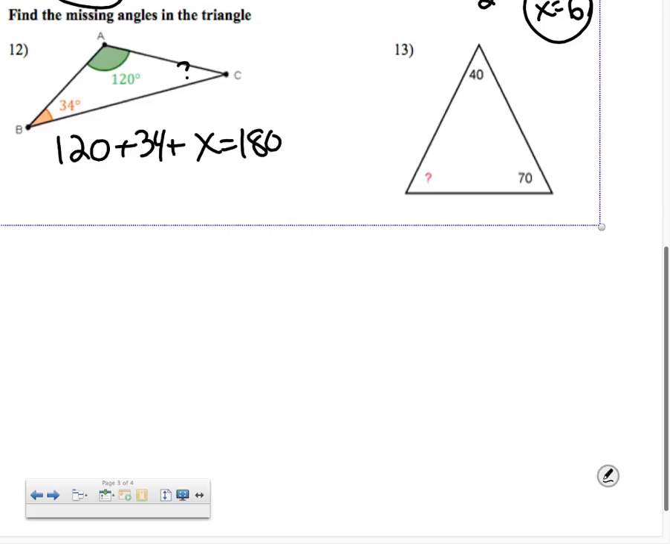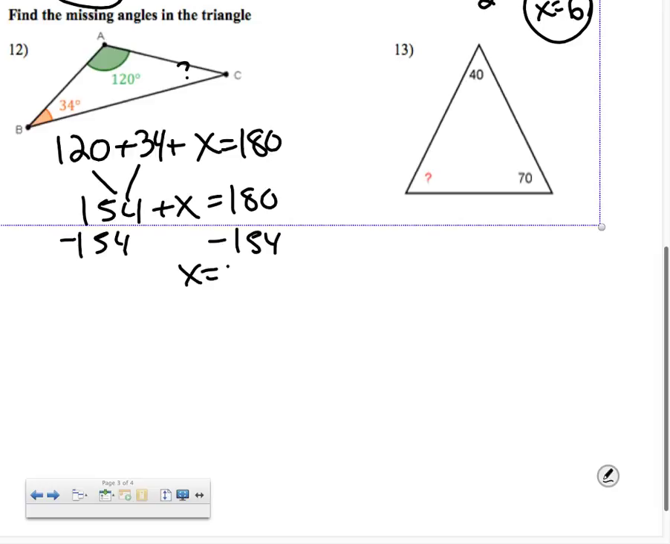So I want to know, what do I have right now? Well, right now, if I take my two angles, I have 154 plus c, which is something, is equal to 180. Well, how do I get that missing x? Well, I subtract 154 from both sides, and I get x is equal to 26. That's how big that missing angle is, 26. So you have to know that everything added together is always going to equal 180 in a triangle.